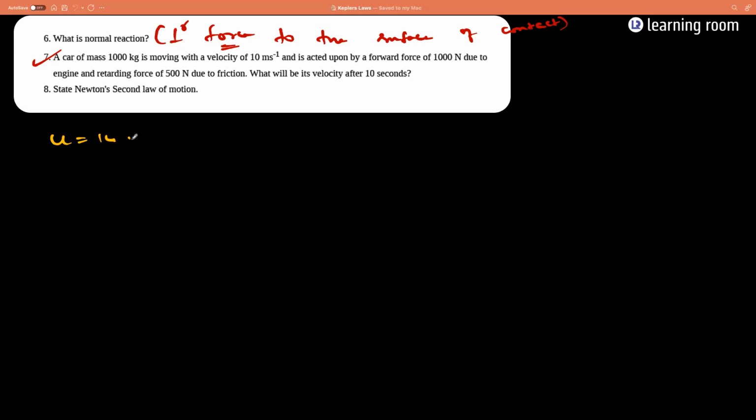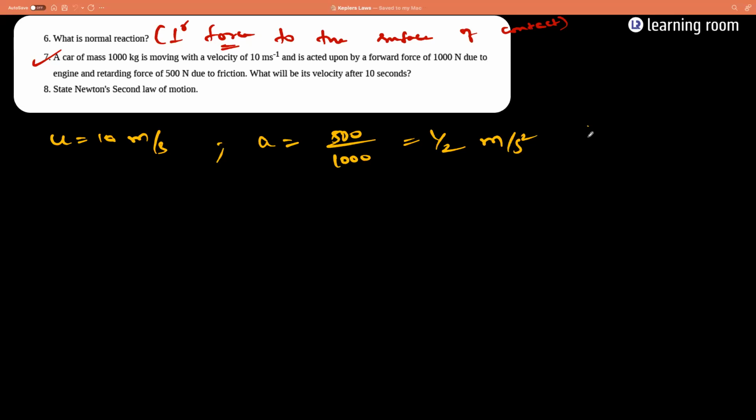So U is 10 meters per second. Acceleration is 500 divided by 1000. This is half. Why is it 500 by 1000? Because 1000 is positive force, 500 is negative force. Subtract both. So 500 divided by 1000 is going to be half meters per second square.